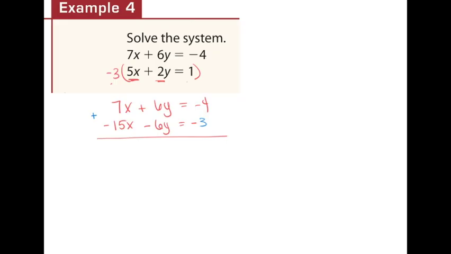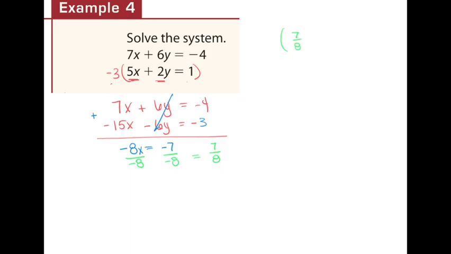7 and negative 15 give me what? Negative 8. Here, this should cancel. So now I have an equal sign. Negative 4 and negative 3 give me negative 7. All I have to do is to divide. My x is going to equal positive 7 over 8.